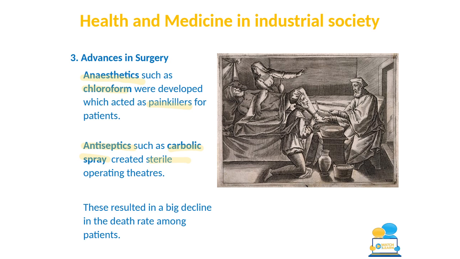So these developments, anesthetics such as chloroform, antiseptics such as carbolic spray, resulted in a big decline in the death rate among patients, a huge decline in the death rate among patients in industrial society.